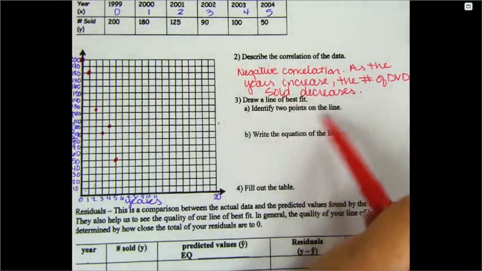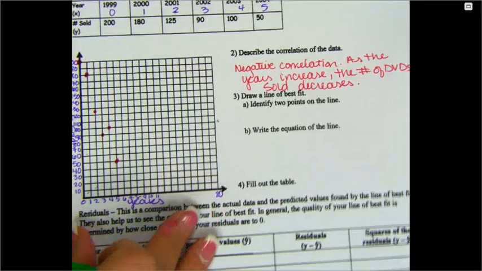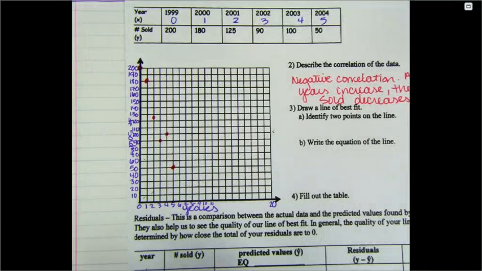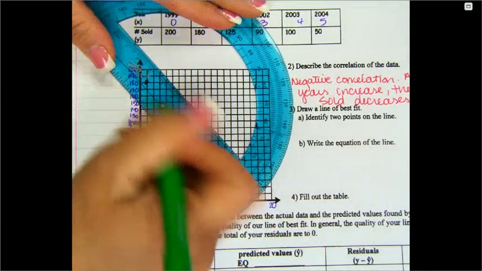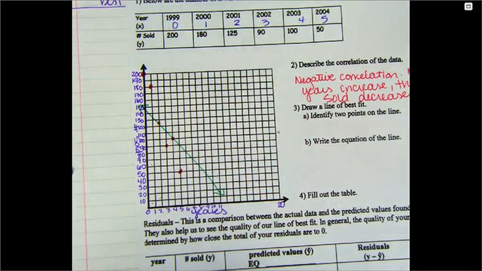Alright, 3. Draw a line of best fit. Identify 2 points on the line. So, you want a ruler, you can. If not, just sketch a line of best fit. Remember, you want your line to be roughly where? In the middle. So I'm going to pick these 2 points. Could you have picked different points? Yeah, you could have. I'll pick those 2 points.